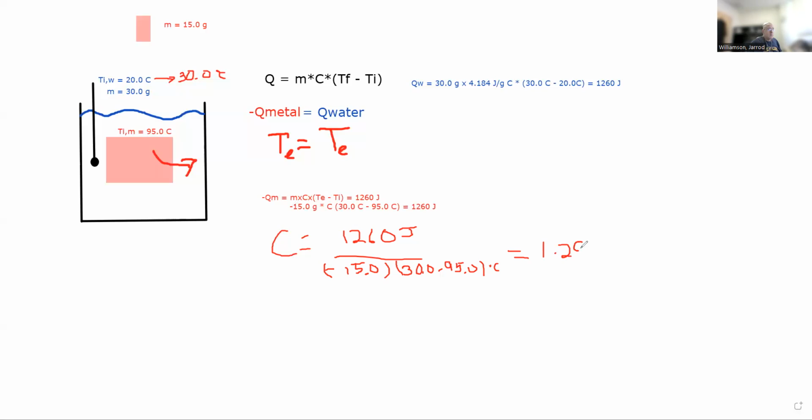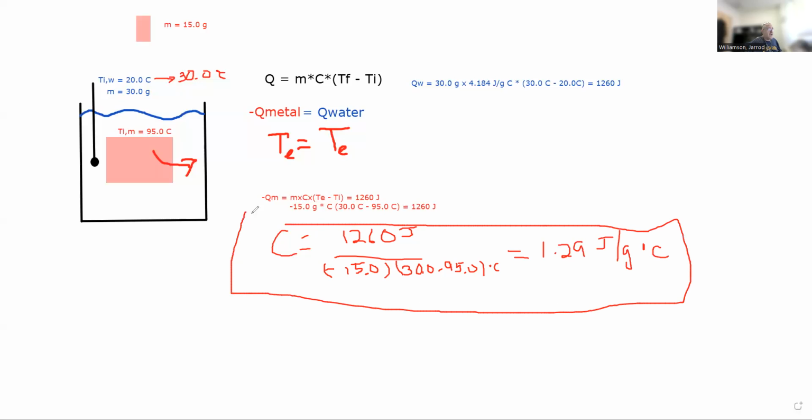1.29 joules per gram per degree Celsius. And that would be the heat capacity for my pretend metal that I'm using in my example here. And then I would go look for, in my lab, what metal had a heat capacity of 1.29 joules per gram per degree Celsius. That's how that works.